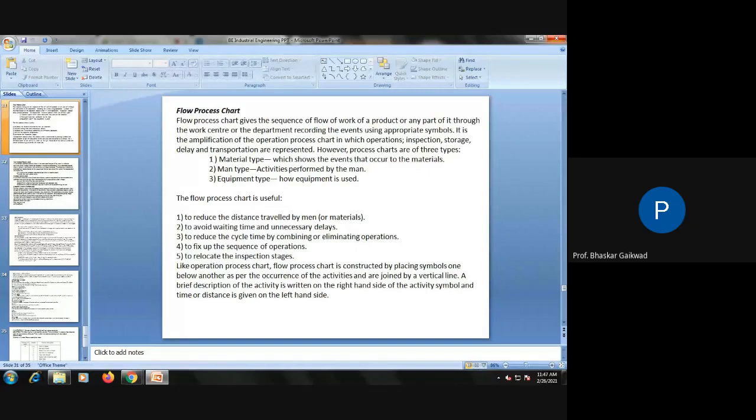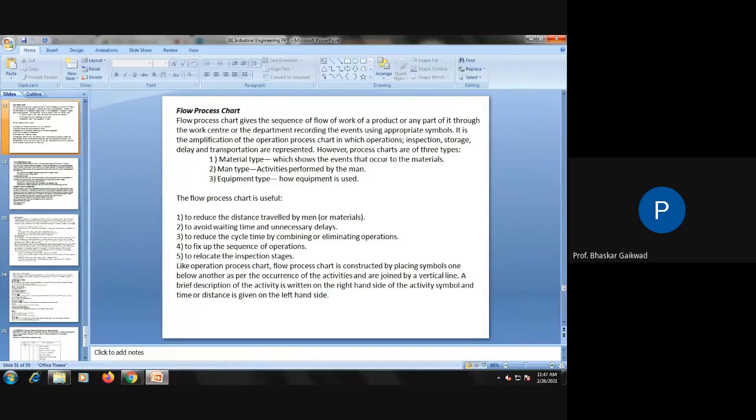Fourth, to fix up the sequence of operations. So before sending the raw material to the processing unit, you have to decide which will be the first operation, which will be the second operation, which will be the third operation. You have to make the sequence. In our language, it is called process sheet. You have to make it so that overlapping, waiting times, delay, and transportation we can reduce.